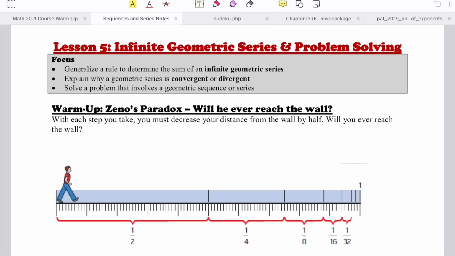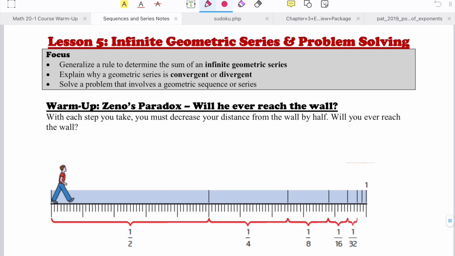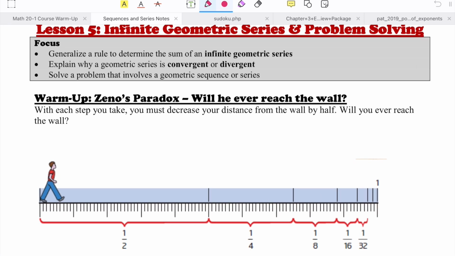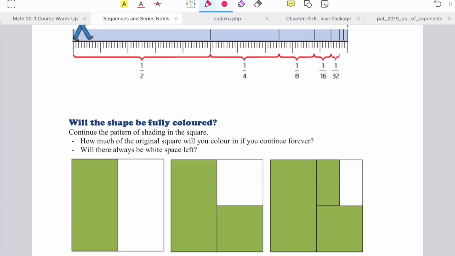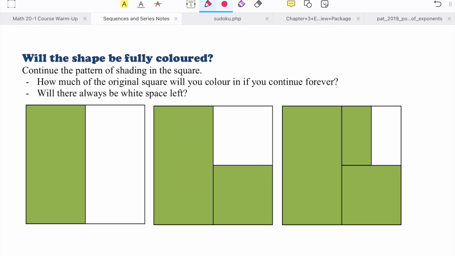Okay, so lesson 5, infinite geometric series and problem solving. We just watched the TED-Ed video, and we saw that it is possible to find the sum of this with each step. And what was the sum? Yeah, the sum to infinity was 1, so Zeno will take 1 hour to reach the wall. This was an example shown in the video already.